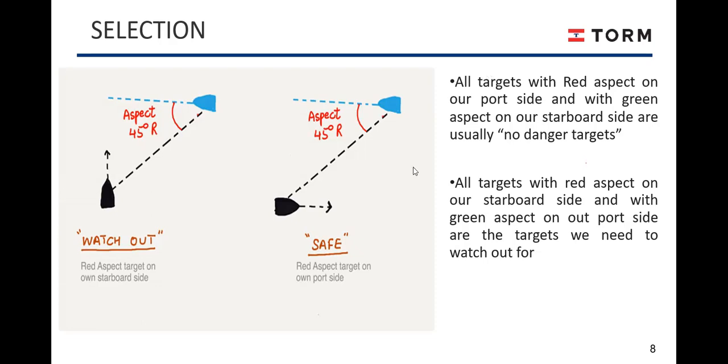Okay, so all targets with red aspect on port side and with green aspect on her starboard side are usually no danger targets because you can see her port side. And all targets with red aspect on our starboard side and with green aspect on our port side are the targets we need to watch out for.